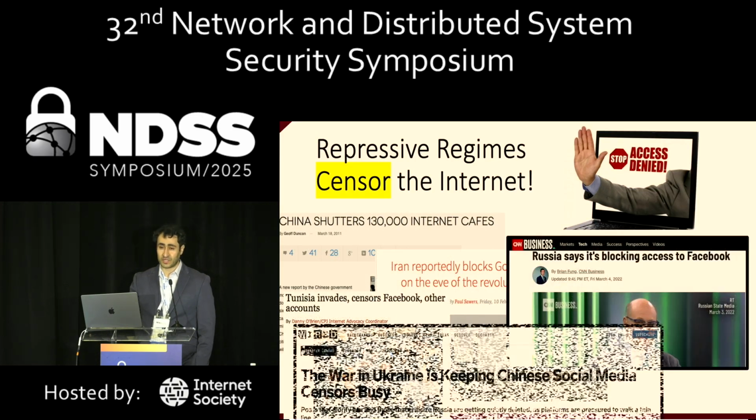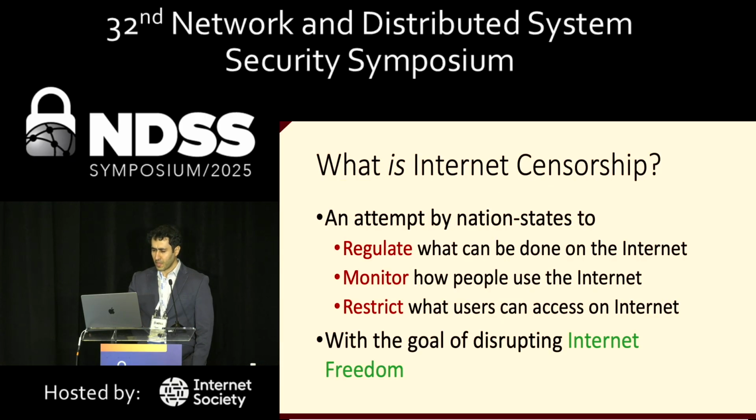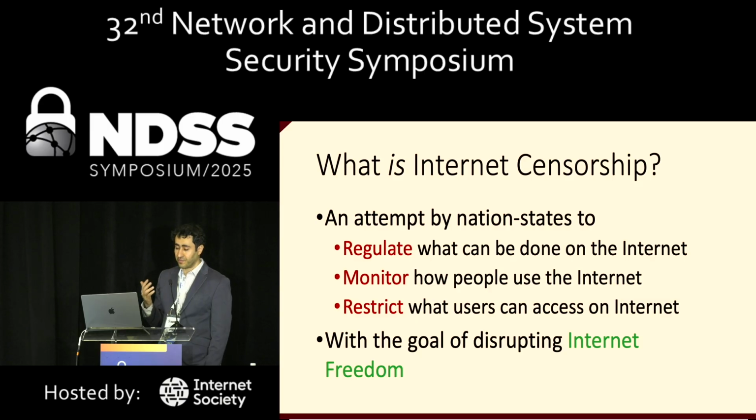Unfortunately, many nation states interfere with how their citizens use the internet, and this is a phenomenon which is commonly referred to as internet censorship. So here's my more formal definition of censorship. Internet censorship is an attempt by nation states to, first of all, regulate what can be done on the internet. Second, monitor how people use the internet. And then finally, restrict what users can access on the internet. And this is all with the goal of disrupting and reducing internet freedom.